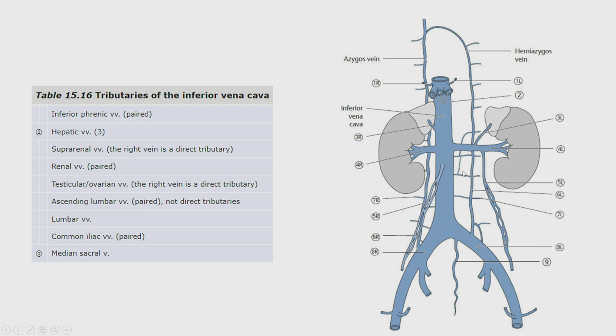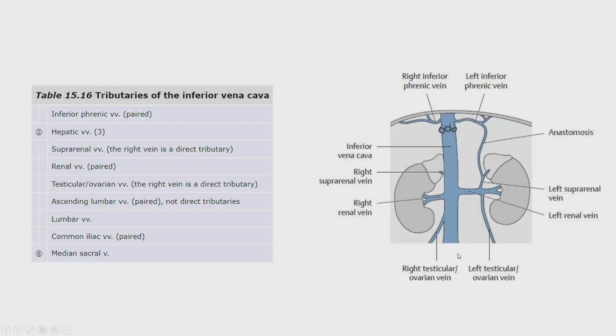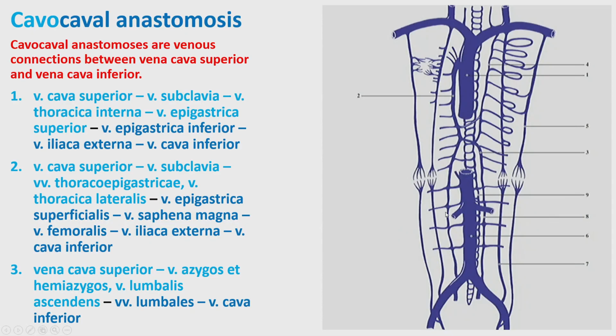The ascending lumbar vein, as we mentioned, is not a direct tributary, but it's connected with the lumbar vein, which is the direct tributary, along with the common iliac and median sacral. Those are the tributaries, and again I emphasize, pay attention that on the left side, the left suprarenal and left testicular or ovarian drain to the renal vein and then to the inferior vena cava, but on the right side directly to the inferior vena cava.